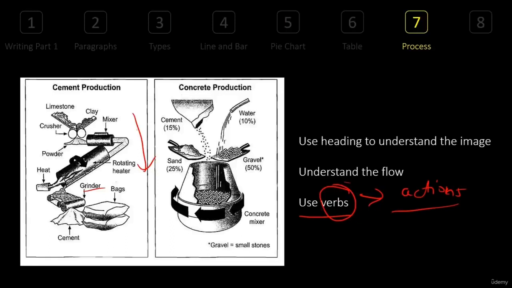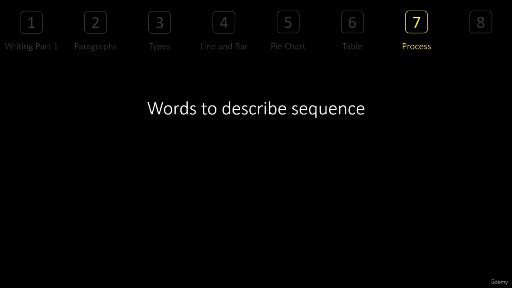Let's take an example. Limestone and clay are crushed in this machine called a crusher and created in the form of powder. So this word crushed is a verb. In the same way, for every piece of equipment we must have a verb. Is it mixing? Is it grinding? Is it filtering? Is it heating? All these are verbs. Clear? Cool.